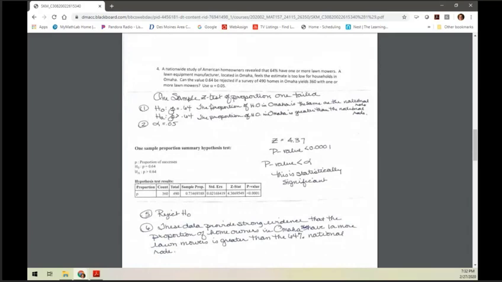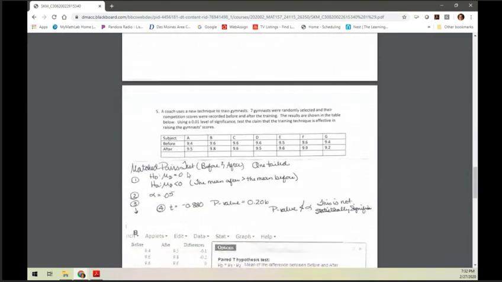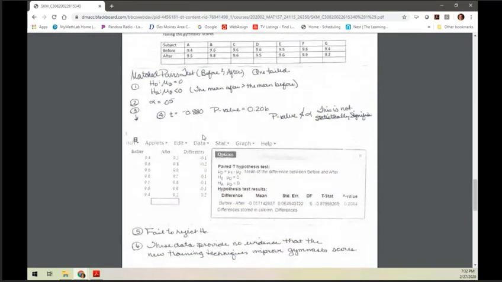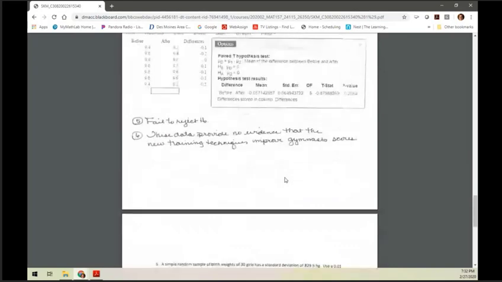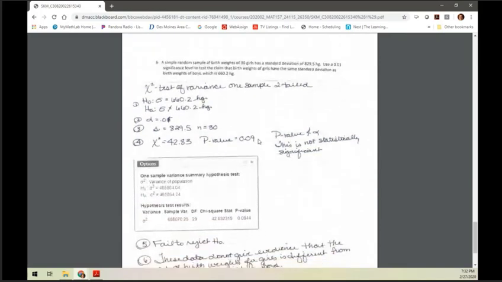Number 4 was a z-test, a proportion, 1 sample, 1 tailed. 5, it's before and after, so this is a matched pairs test. On a matched pairs test, make sure you think about the direction of the sign in your alternative hypothesis. And number 6 was a 1 sample, 2 tailed chi-squared test of variance. We were just testing, are they the same or not?